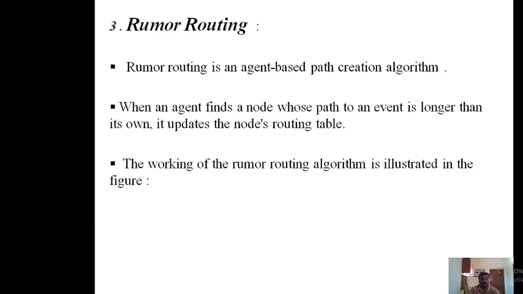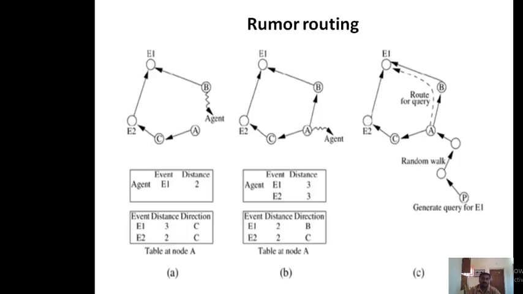When an agent finds a node whose path to an event is longer than its own, that node maintains a routing table. In that table, if the path is longer, then it automatically updates the node's routing table. So the agent has the capacity to find out the length of the path and update it. The main working of the rumor routing algorithm is illustrated in the figure.